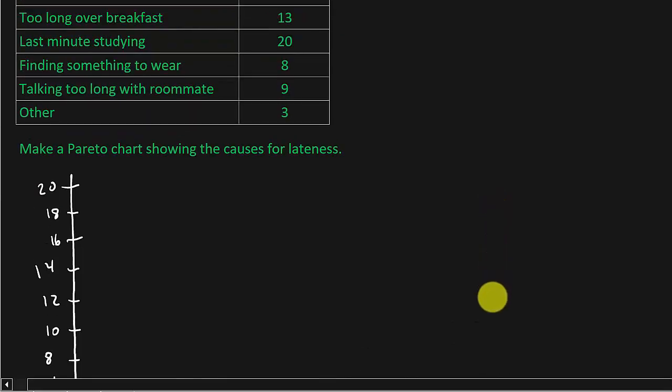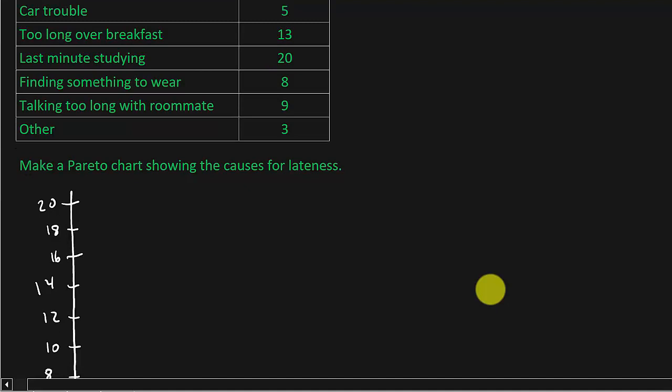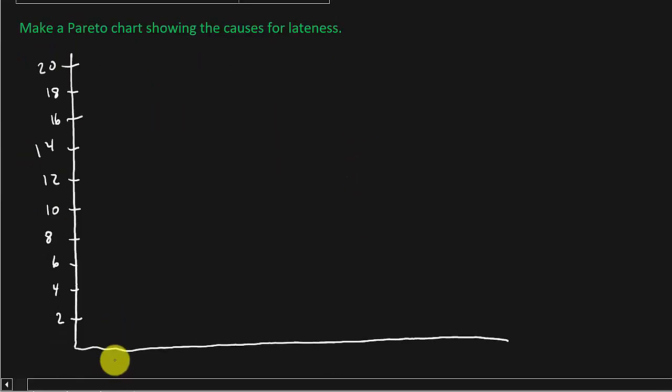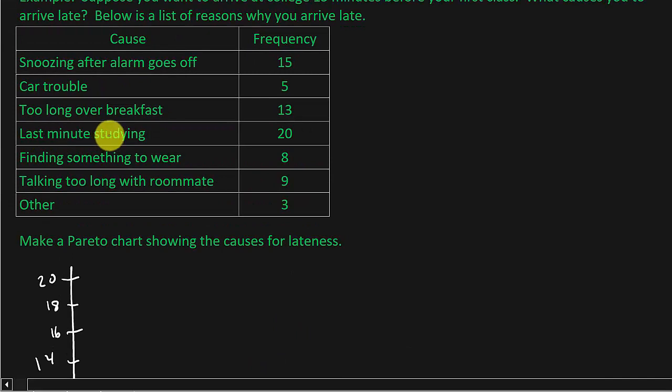All right, so now we're going to have our categories. You can see here that our first category, we're not going to write down snoozing alarm first for our first bar. We're going to write last minute studying down first, okay, because you can see that's happened the most. Then it will be snoozing the alarm, and then too long over breakfast, and then we've got talking too long with roommate, finding something to wear, car trouble, and then other. So we'll have to put them in that order.